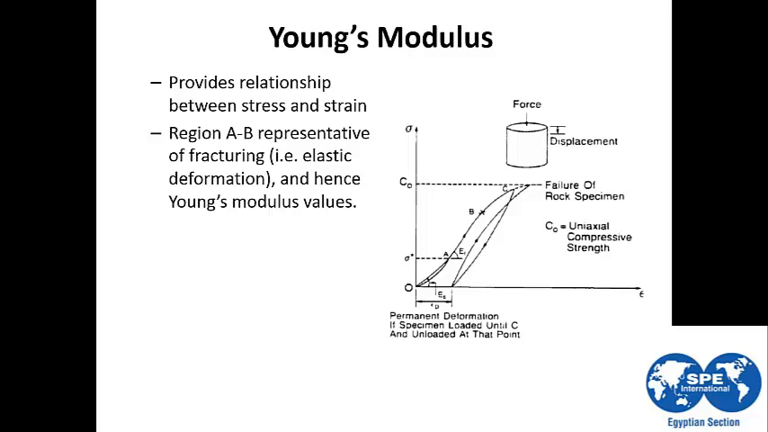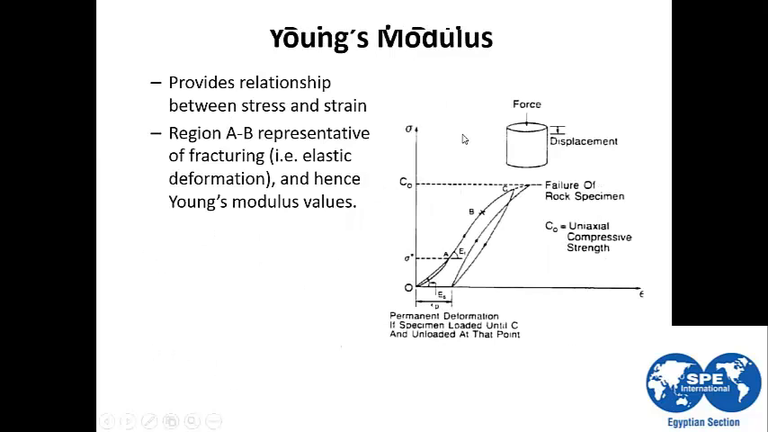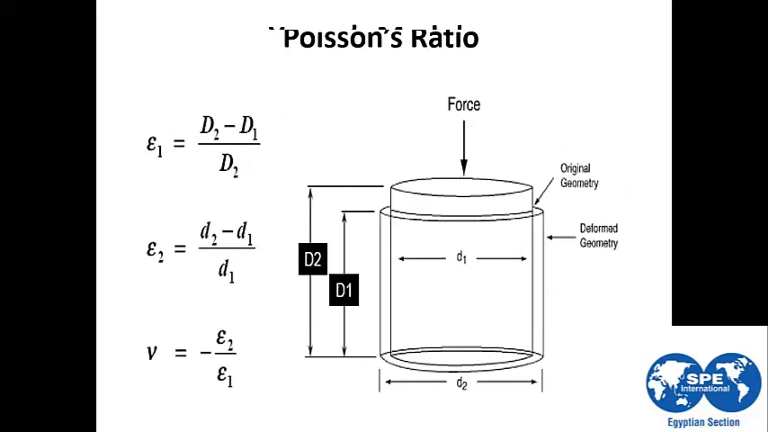The difference between Young's modulus and Poisson ratio: for Young's modulus, the force is applied as a tension. For Poisson ratio, the force is applied as a compression force. This means that for Young's modulus, you will see a reduction in the diameter of the sample that you are going to test. But for the Poisson ratio, you will see an increase in the diameter of the sample after applying the force as a compression.